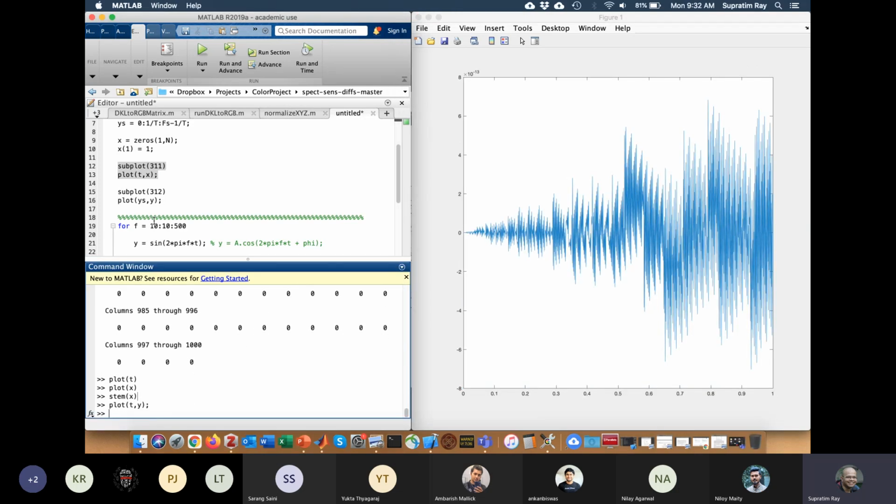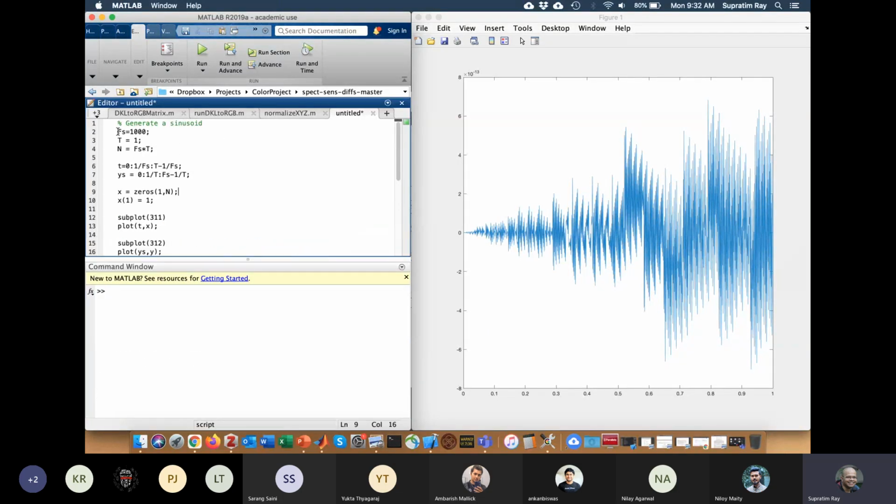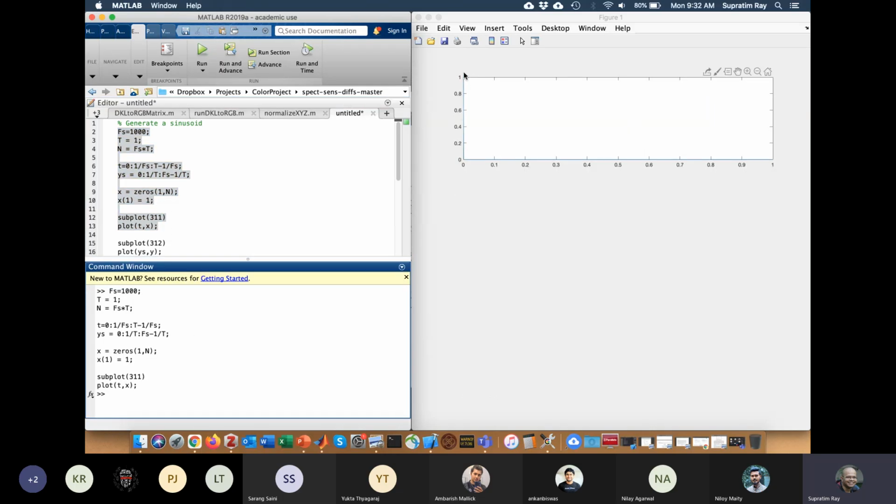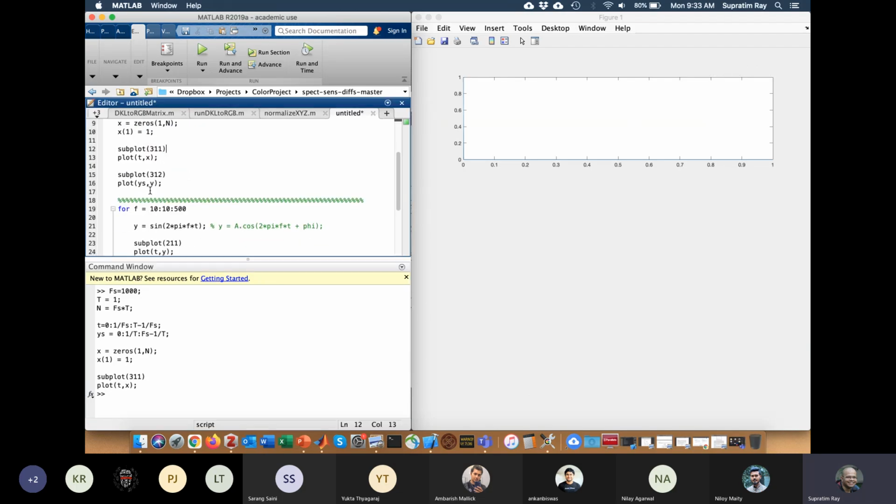Sorry, this is still plotting y. Let me clear everything so that there is no y. And I will plot tx now. So it's hard to see. It's the one sitting right here. And I'm going to plot abs FFTY. Sorry, abs FFTX.